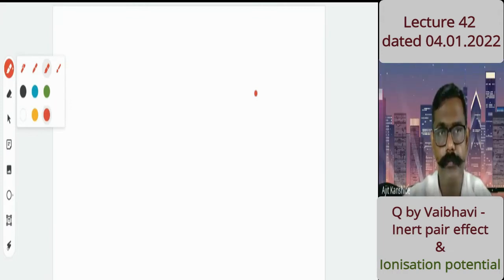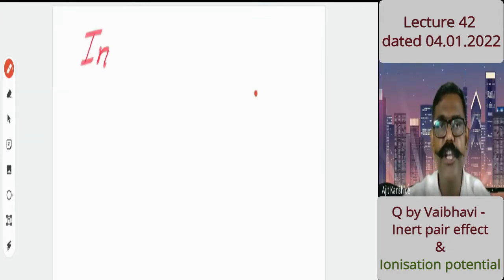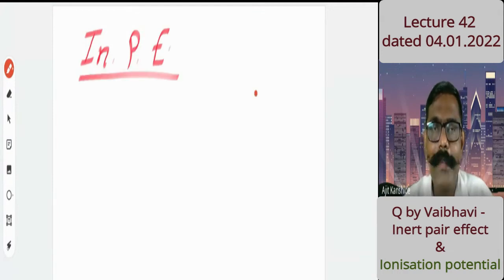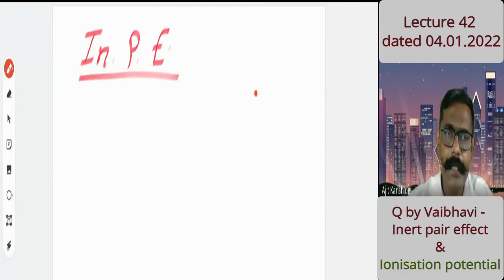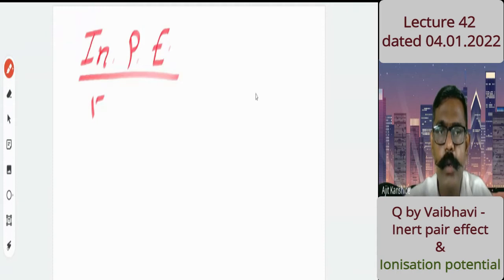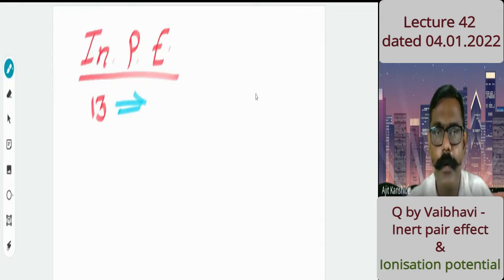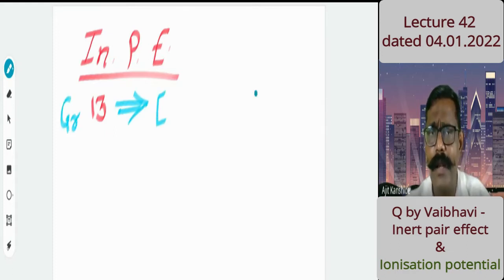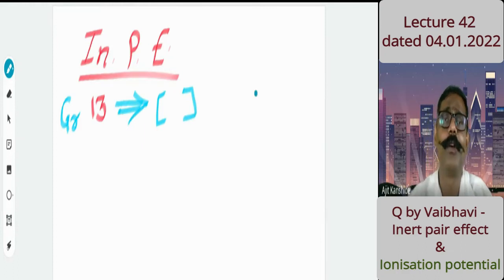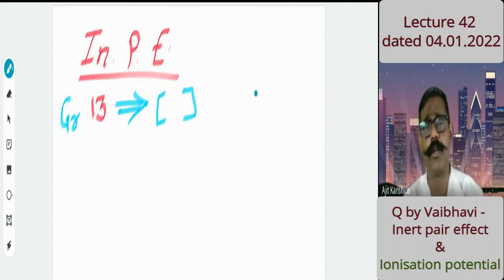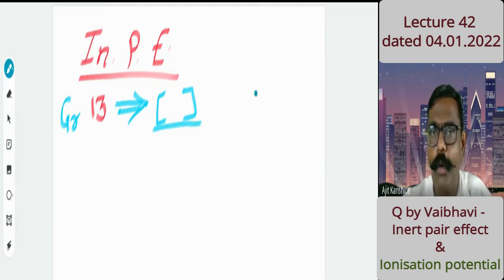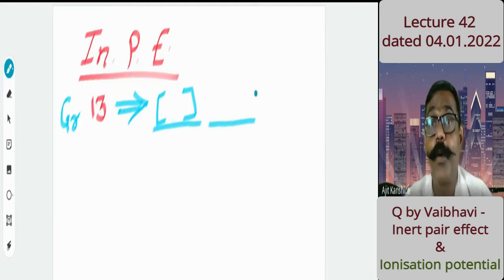See, the question asked is about the inert pair effect. So what is that inert pair? Let me take the example of group 13. Will anybody answer what is the general electronic configuration for these group 13 elements? Noble gas certainly will be there. Let it be helium, neon, krypton, xenon, or radon. Noble gas configuration. After the noble gas, what will be the electronic configuration for group 13?